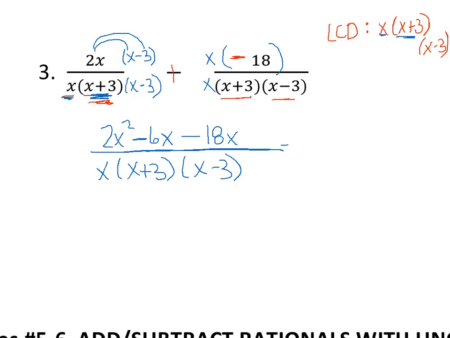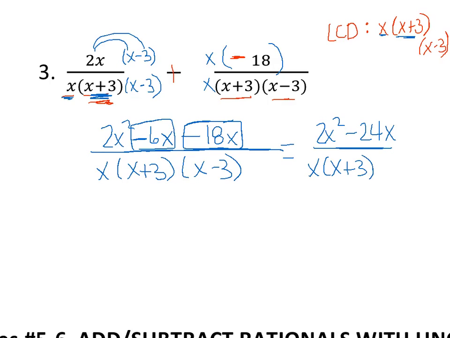Let's go ahead and combine our like terms. On top, we have 2x squared. There's nothing that I can combine with that. We have negative 6x and a negative 18x. Negative 6x minus 18x, that gives me negative 24x, or minus 24x, all over x times x plus 3 times x minus 3. Okay, is there any more factoring that we can do?